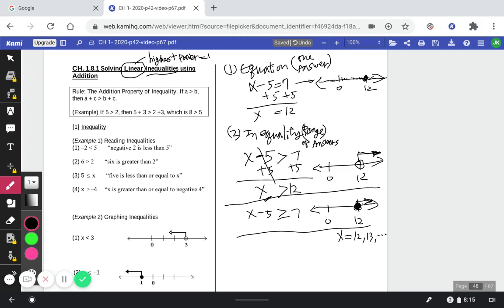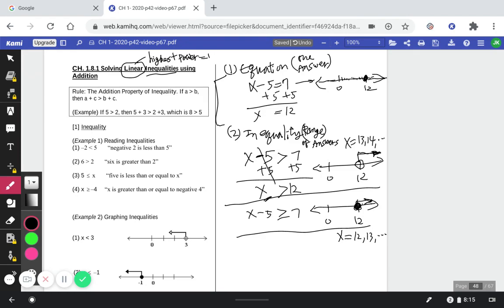Compared to that, x is bigger than 12 is anything bigger than 12, not including 12. So x could be 13, 14, and on and on. So that's just a short comparison between an equation, which has only one answer for x, and an inequality, which has a range of answers for x.